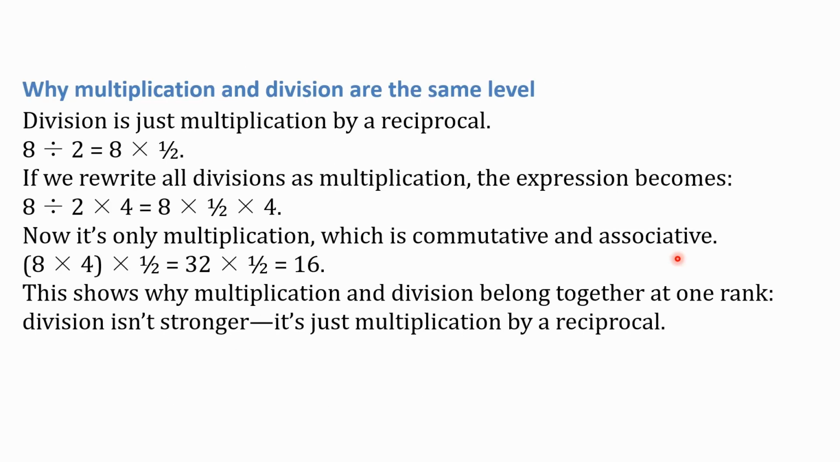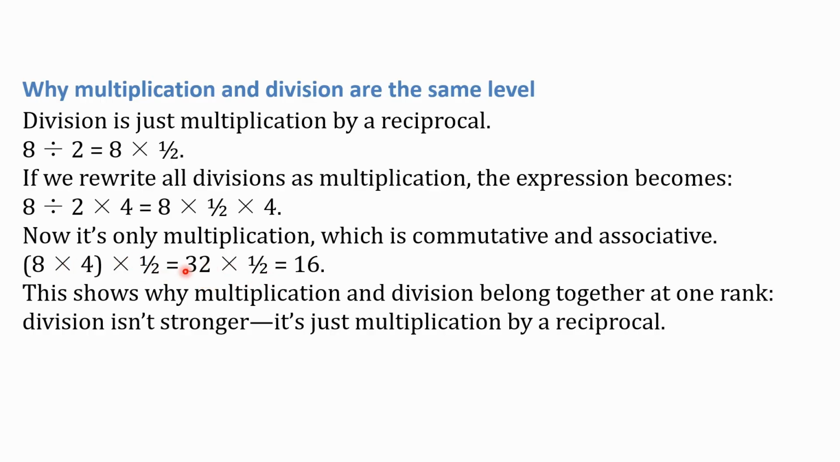Why are they at the same level? Division, again, is just multiplication by a reciprocal. 8 divided by 2 is the same thing as 8 times 1/2. If we rewrite all divisions as multiplication, the expression becomes 8 times 1/2 times 4. Now it's only multiplication, which is commutative and associative. So 8 times 4 times 1/2 would be 32 times 1/2, which is 16.